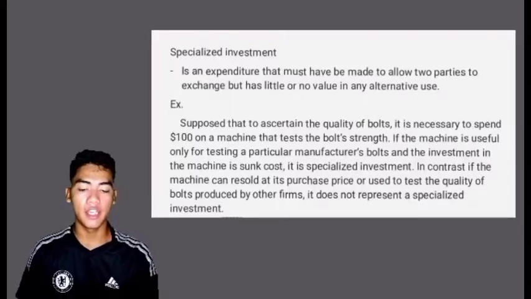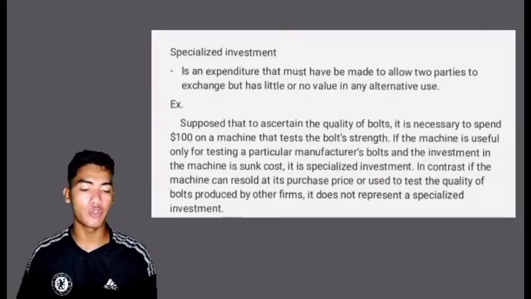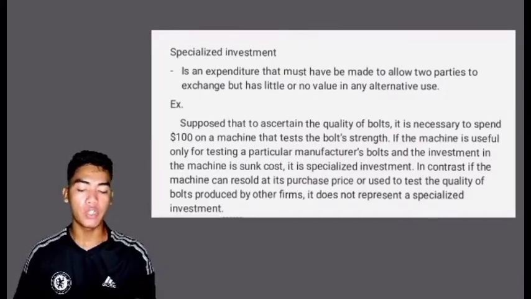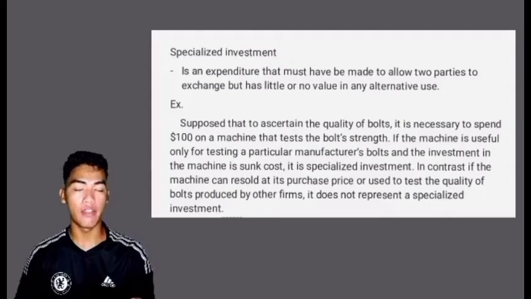A specialized investment is an expenditure that must be made to allow two parties to exchange but has little or no value in any alternative use. For example, suppose that to ascertain the quality of bolts, it is necessary to spend $100 on a machine that tests the bolt's strength. If the machine is useful only for testing a particular manufacturer's bolts and the investment in the machine is a sunk cost, it is a specialized investment. In contrast, if the machine can be sold at its purchase price or used to test the quality of bolts produced by other firms, it does not represent a specialized investment.